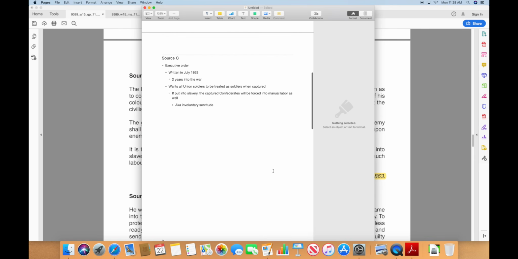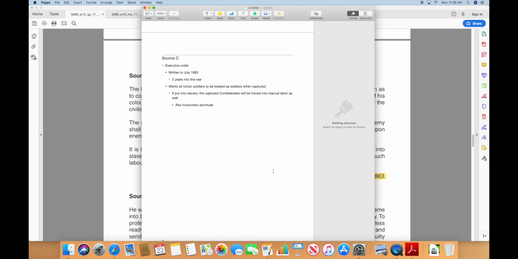Okay, so we have source C. This is an executive order. It was written in July of 1863. This is 2 years into the war. Lincoln here clearly wants all Union soldiers to be treated as soldiers when they are captured. And he argues that if any are put into slavery, then captured Confederates will be forced into manual labor as well, which is involuntary servitude.